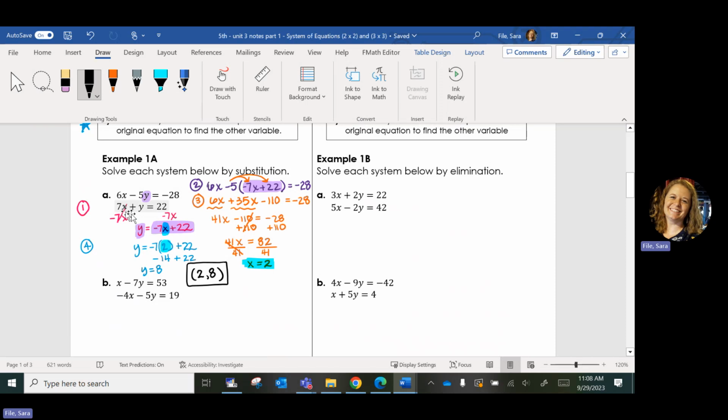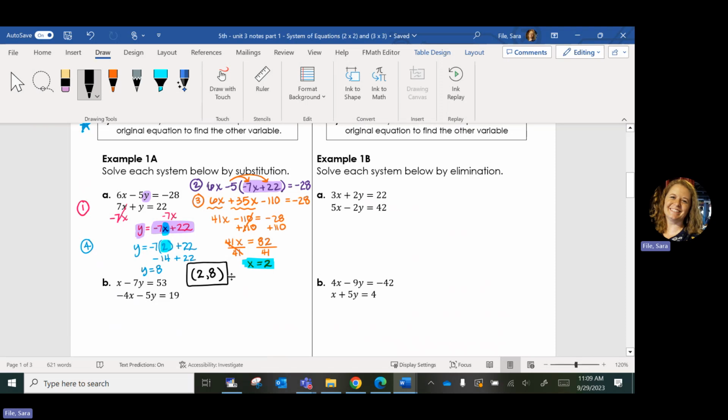So 7 times 2 would be 14, plus 8 would indeed be 22. So it makes both equations true, then it is a solution. Y'all feel okay about that? So that's the substitution method.